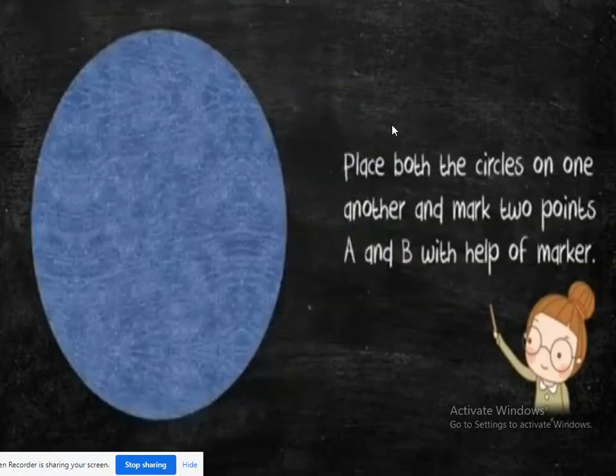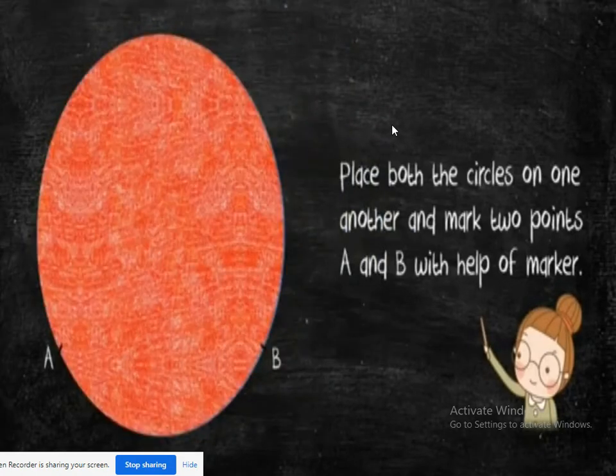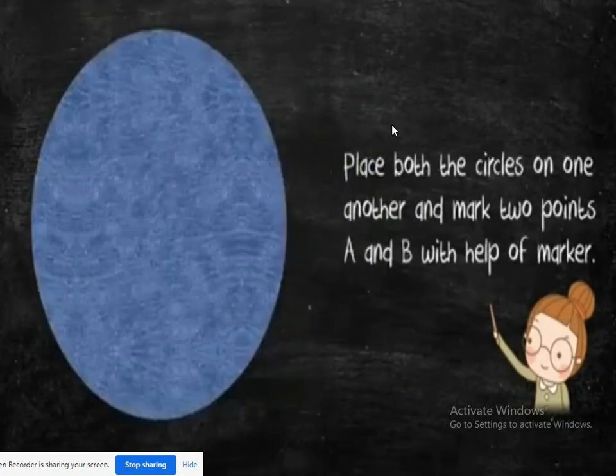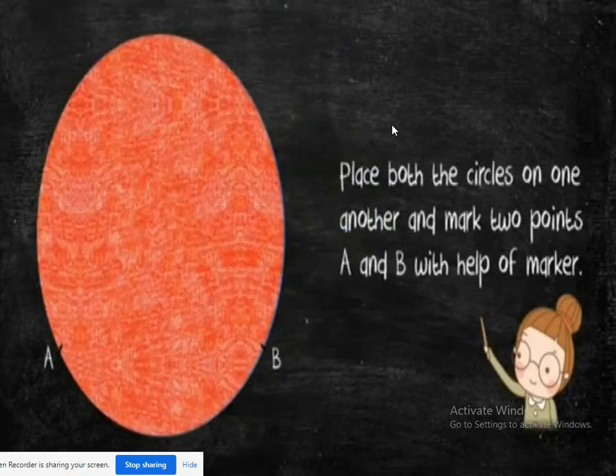Now the next step, take any two circles, place one above the another. I repeat, now we have three circles, right? Take any two among them. Say suppose I'll take blue and orange. So blue you take, keep the orange circle above that blue circle, means two circles you keep one above the another, and mark any two points A and B with the help of marker. First I have kept the blue circle, on this I'll keep the orange circle. So these are two circles.